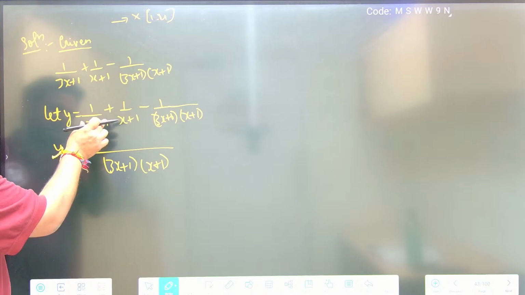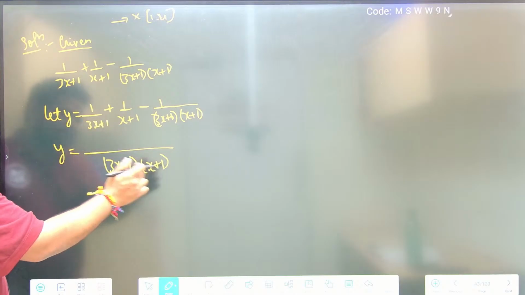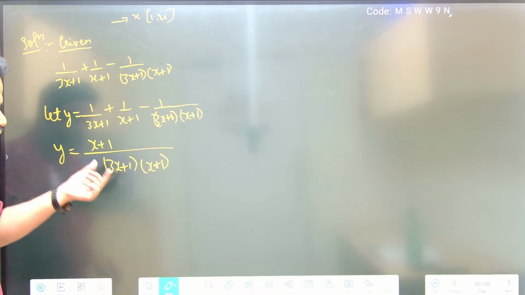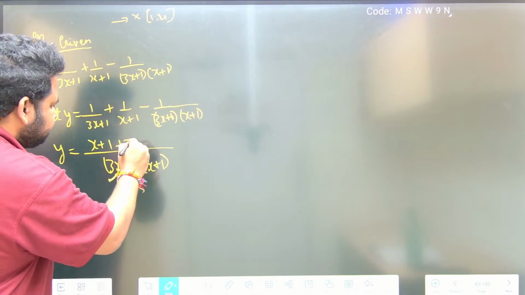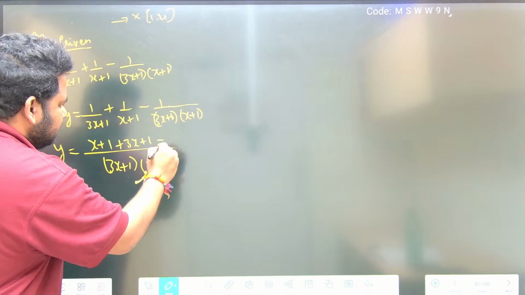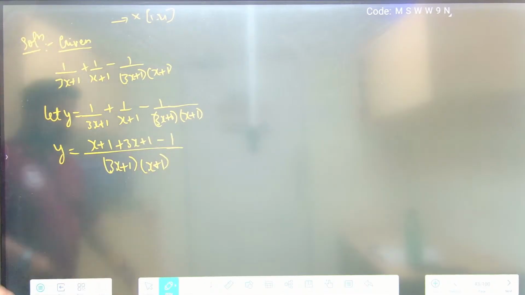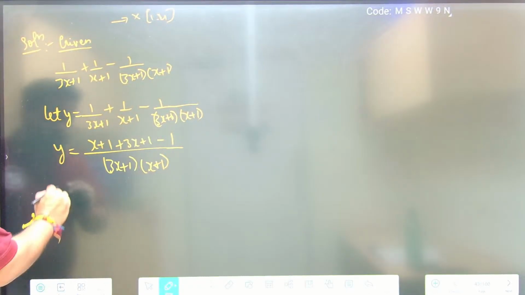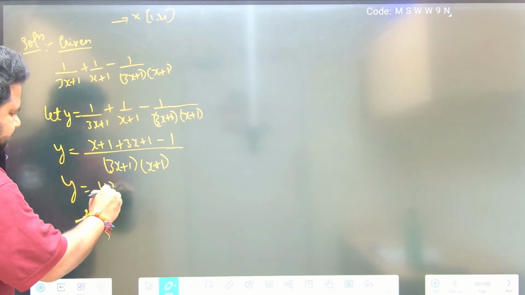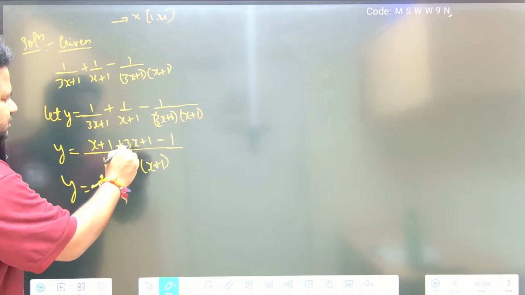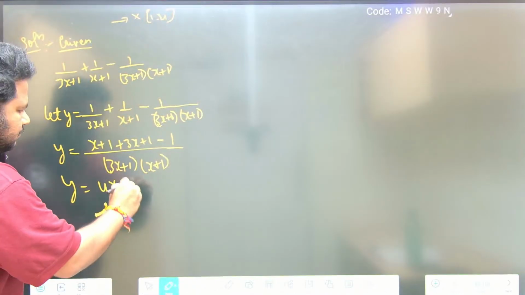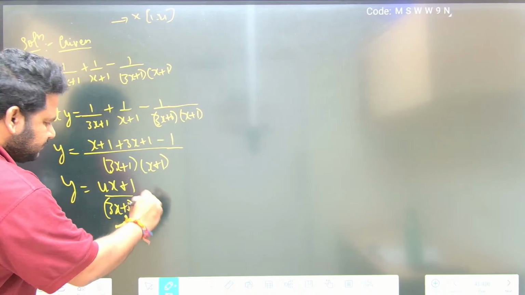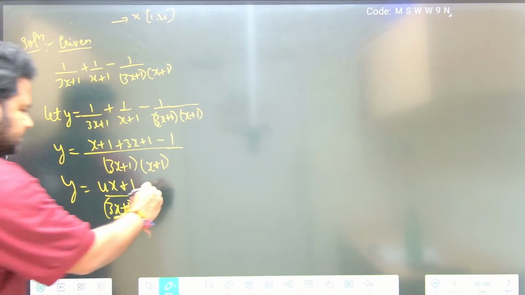Now what do we have here? 3x plus 1 cancels, I will have x plus 1. Here x plus 1 cancels, I will have plus 3x plus 1. Plus here it is minus 1. So x plus 3x is 4x, and 1 plus 1 is 2, 2 minus 1 is 1. So I will have 4x plus 1 by 3x plus 1 into x plus 1. This is what I would be having. This implies what I can write?